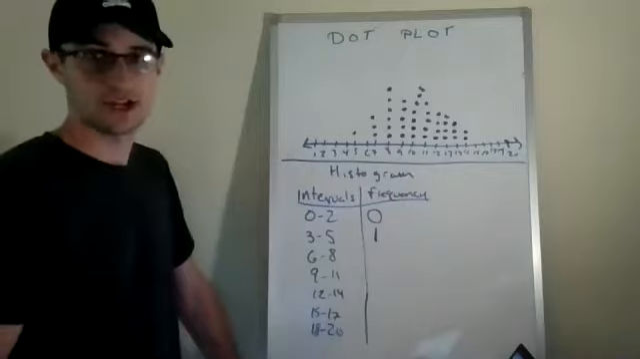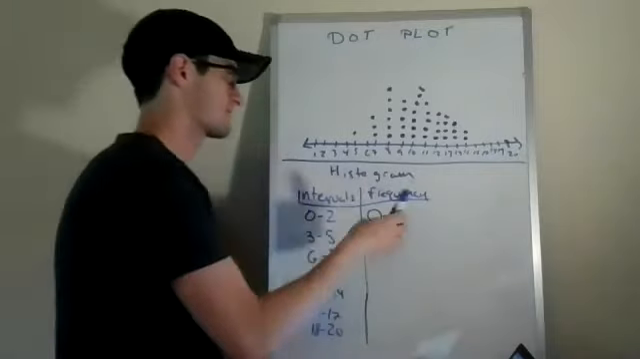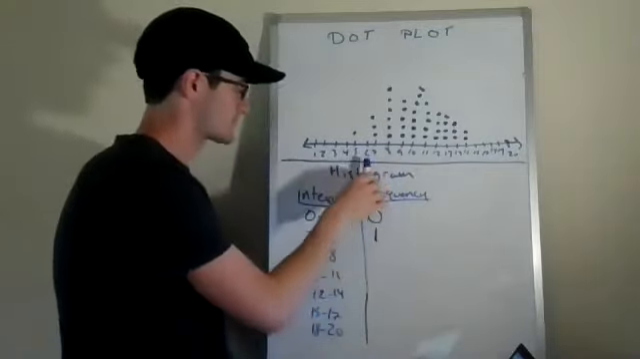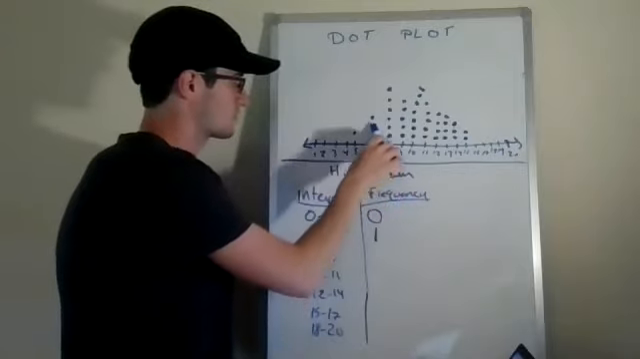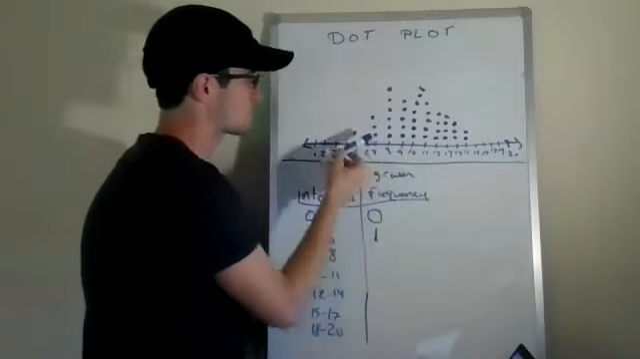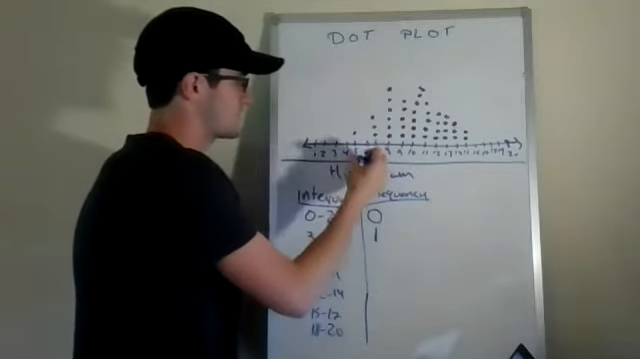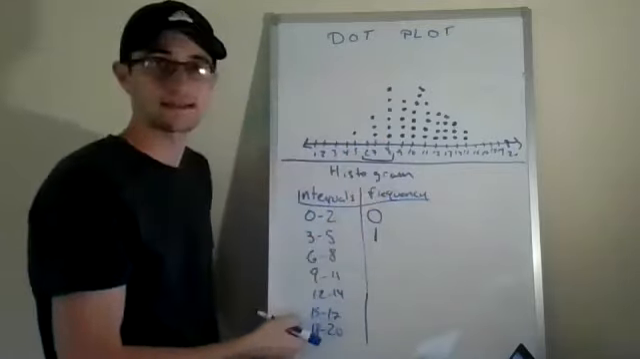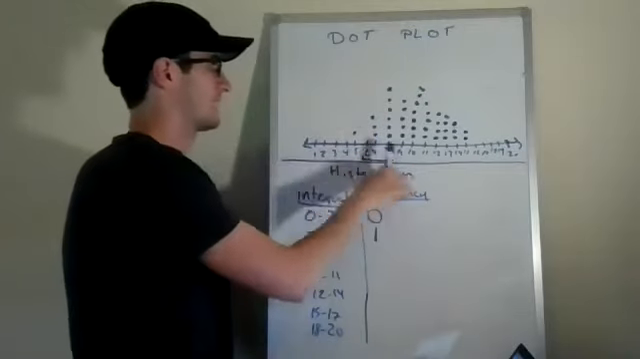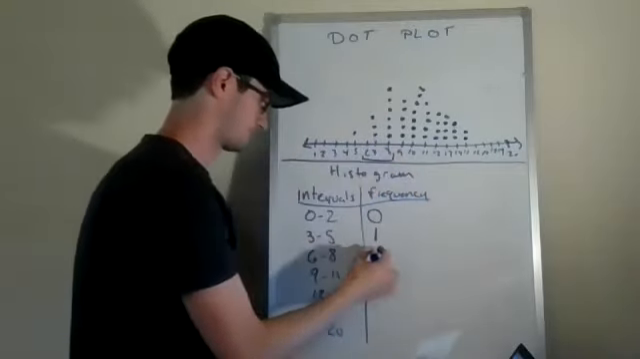All right, now let's check 6 to 8. Same process. So 6 didn't score any. 7 scored 1, 2, 3. And 8 scored 1, 2, 3, 4, 5, 6. So in this range right here, 6 to 8, we have 9 total.